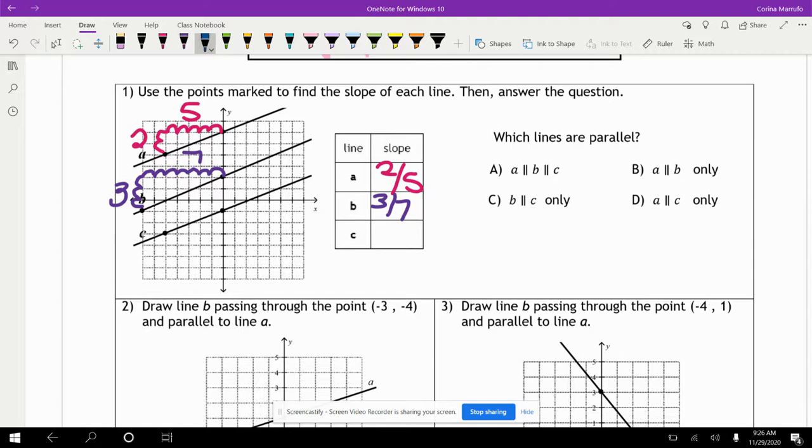So let's go ahead and find the slope of the last line. So we have C. We're going to use the two given points that they give us to count the slope. So the rise is 1, 2. And our run is 1, 2, 3, 4, and 5. So 2/5. So the two lines that have the same slope are going to be A and C. So if we look at our answer choices, our answer choice would be D, which lines are parallel, A and C only, because B has a different slope.